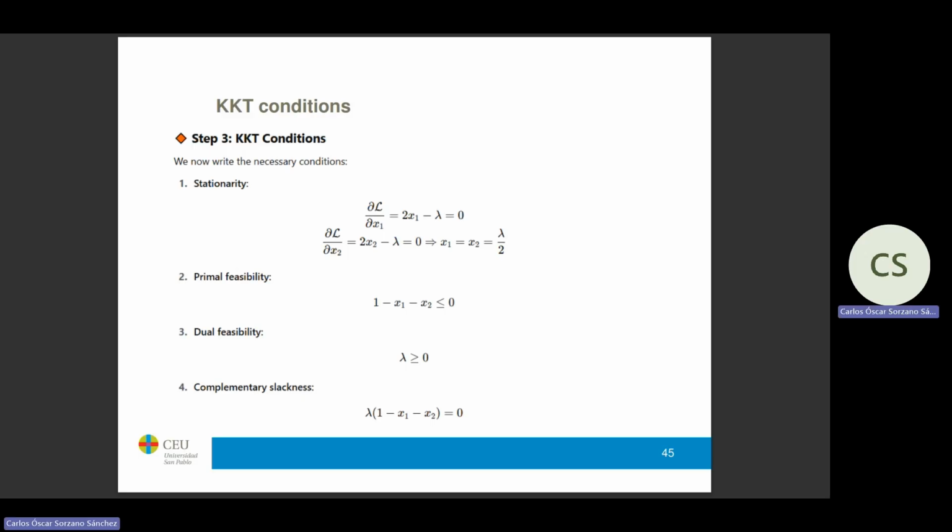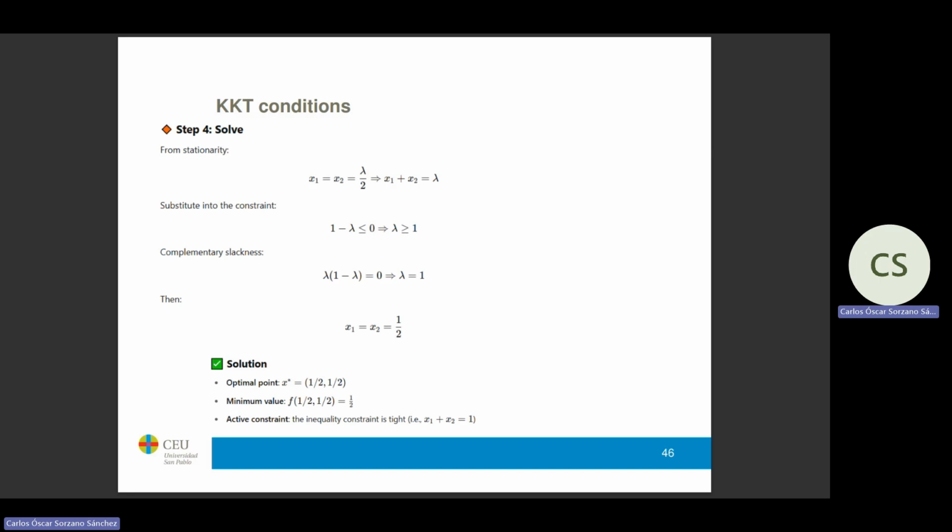Then we have the primal feasibility, that is simply the constraint. Then we have the dual feasibility, that is lambda greater than or equal to 0. And then we have the complementary slackness, that is lambda times g equals 0. Then we have to solve this equation system, which doesn't seem to be difficult.